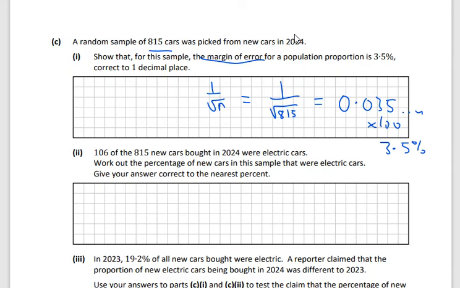106 of the 815 cars bought in 2024 were electric. Work out the percentage of new cars in this sample that were electric. So we just do 106 over 815 and we times by 100. That turns it into a percentage. We should get 13%.